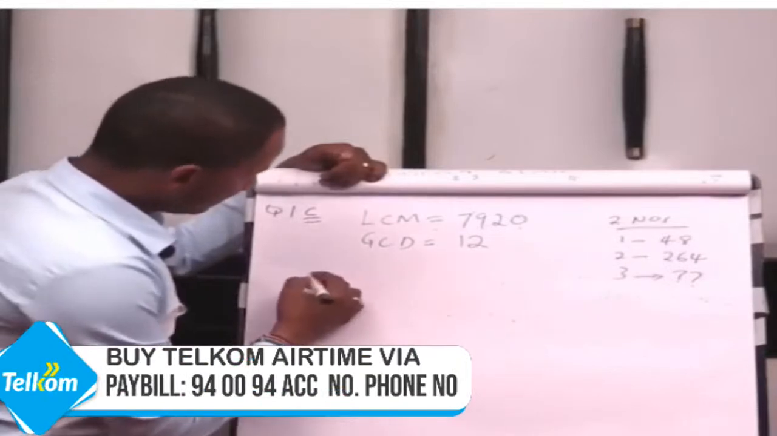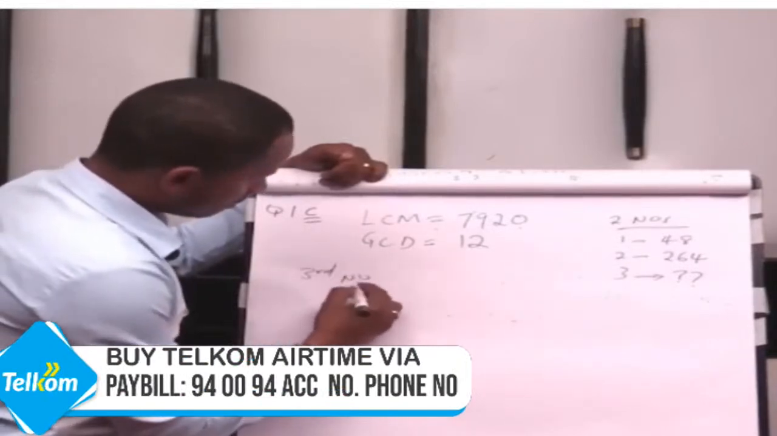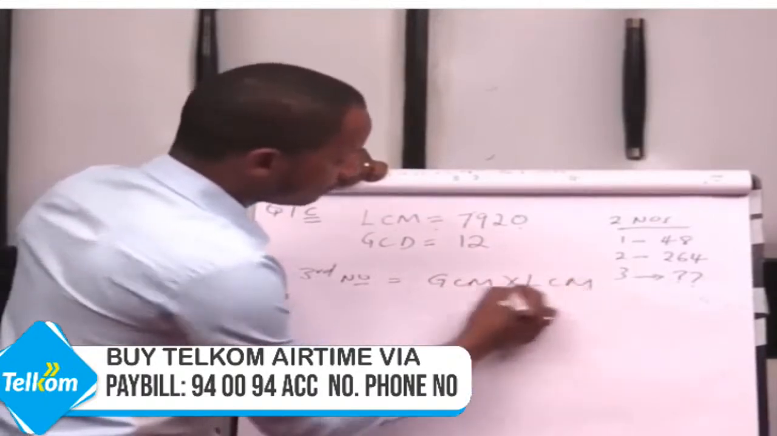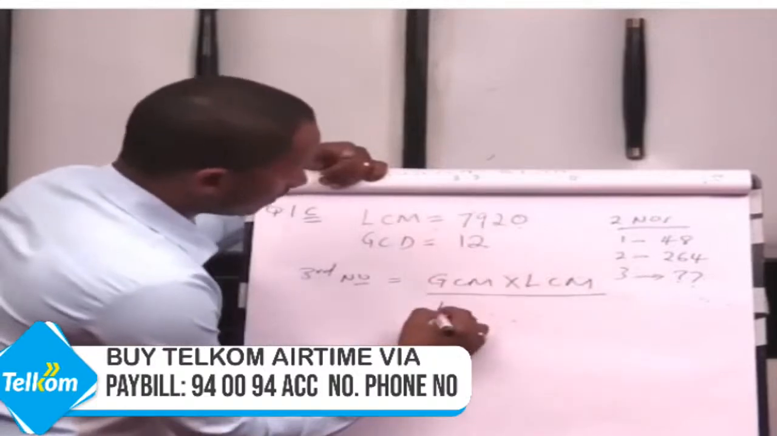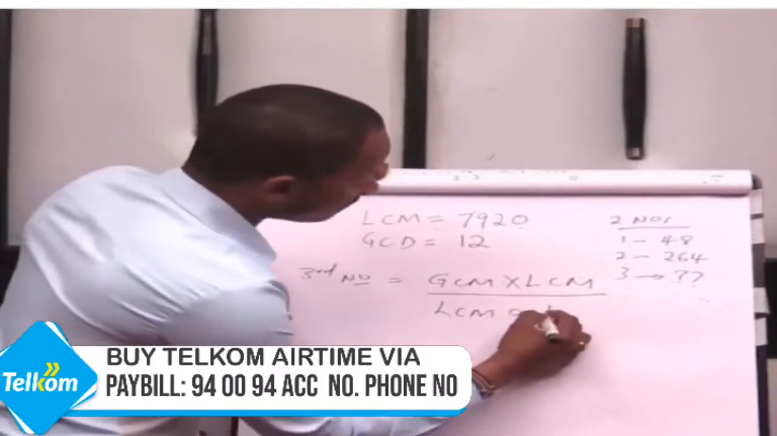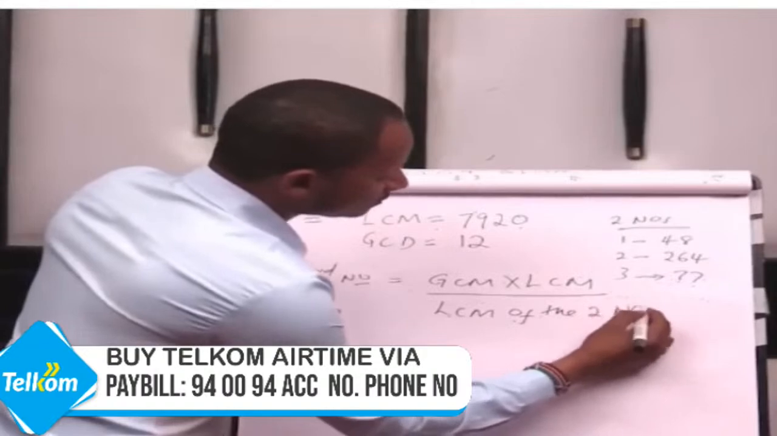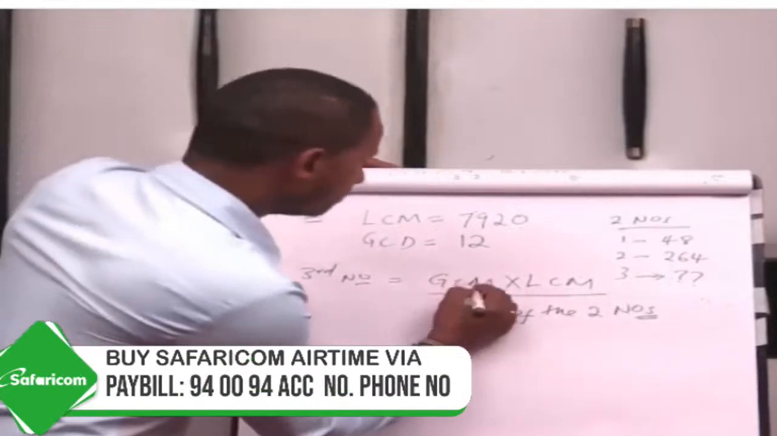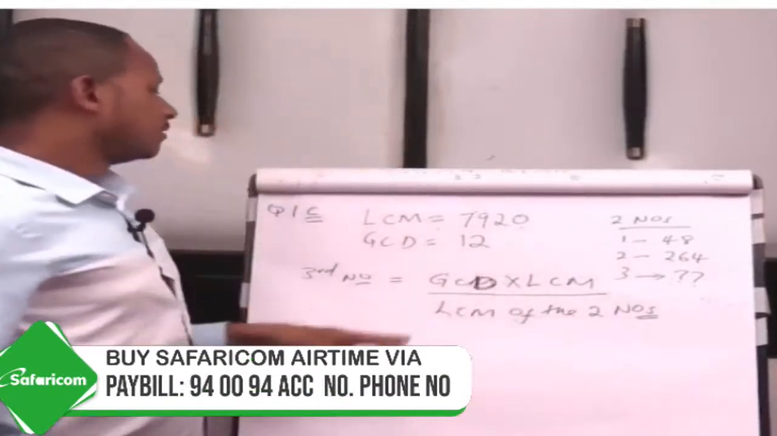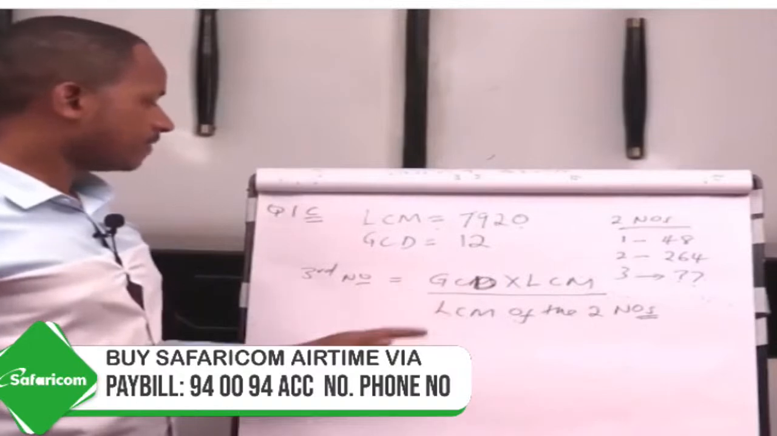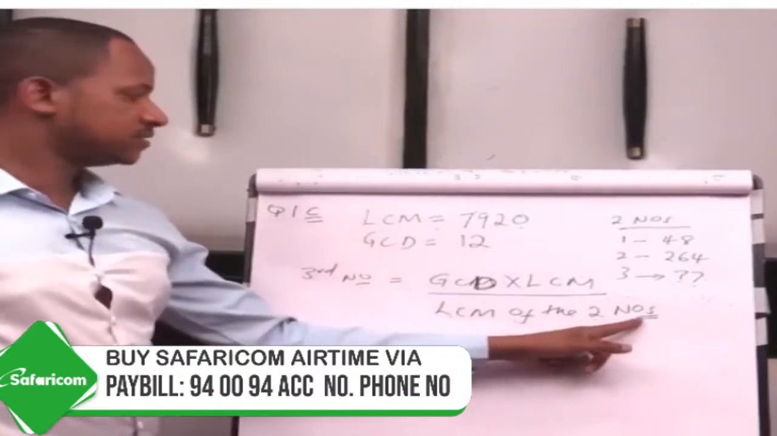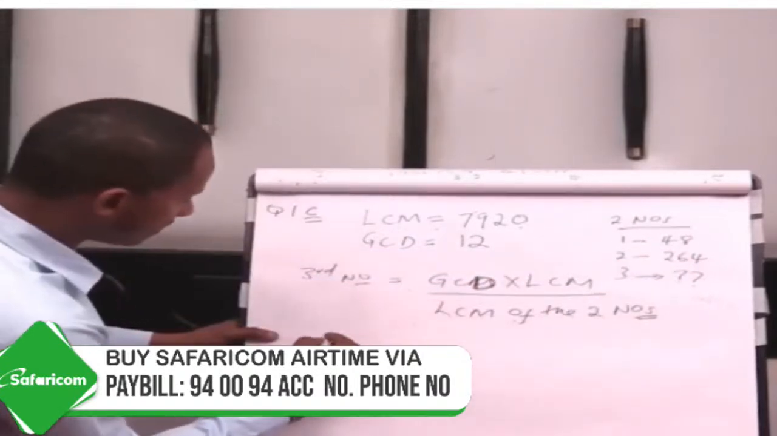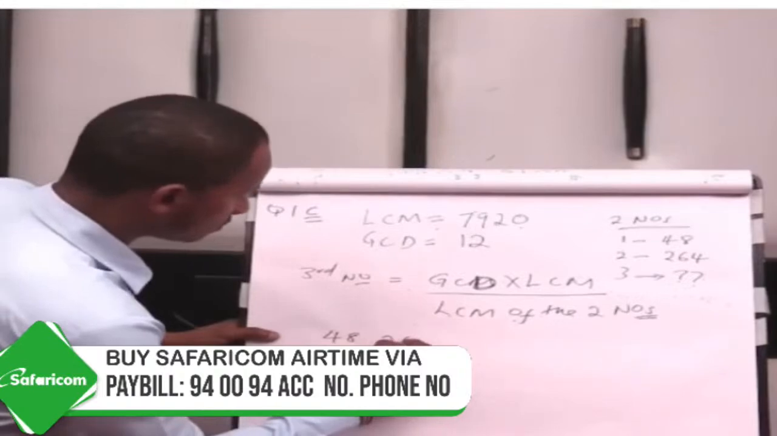Just say the third number equals the GCD times LCM over the LCM of the two numbers. GCD times LCM over the LCM of the two numbers. So we have the two numbers, get their LCM. So LCM of 48 and 264.